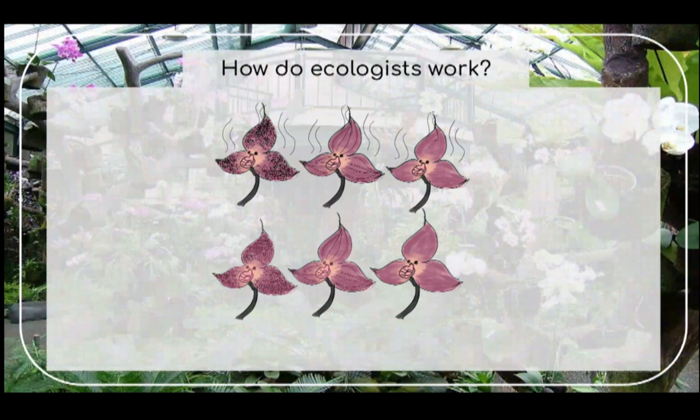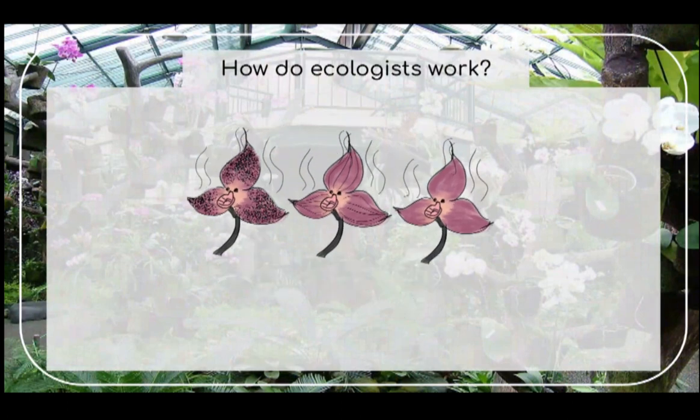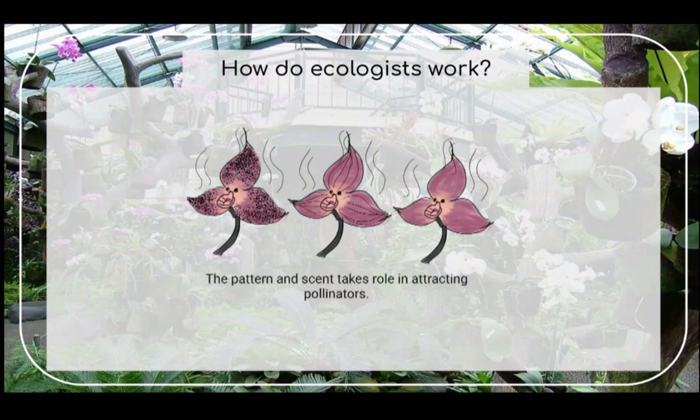For the result, the scented replica attracted 3 times as many flies as the unscented ones. The orchid with the spot pattern, the natural one, attracts more flies than those with stripes and those without a pattern. Here we can see that the spotted sepals and the scent of the orchid play a role in attracting pollinators.